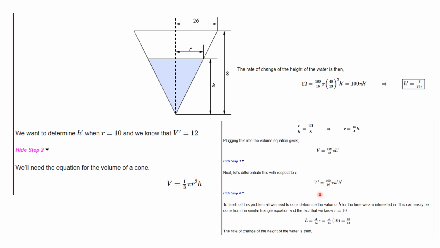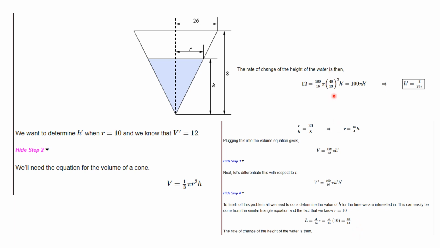So dV/dt is equal to, the constant just sits there, this is going to be pi h squared times h prime. But you see, we know that r was 10, and so if r is 10, we know that h is 40 over 13.